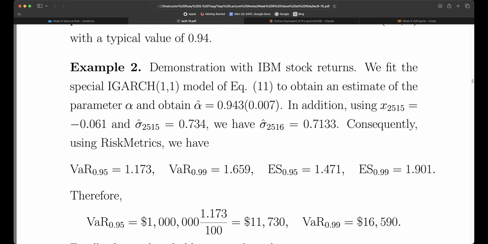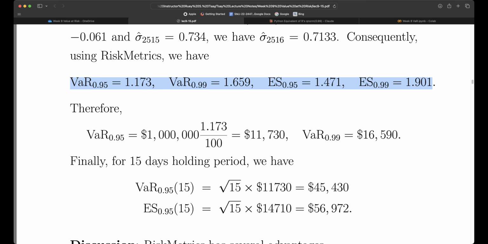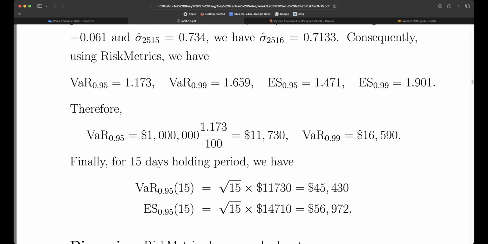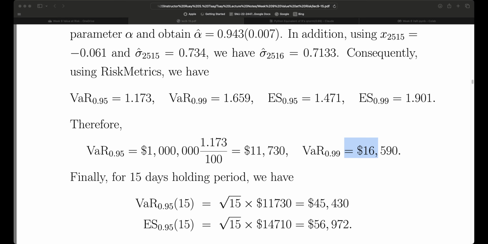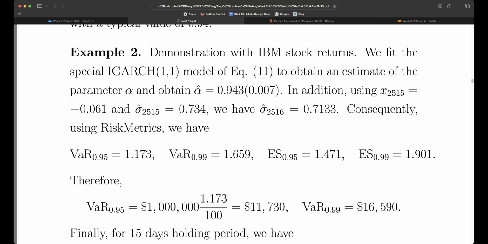Consequently, using RiskMetrics, the value at risk at 95% is this one, 99% is this one, and expected shortfall is this one. Again, this is the loss, so we put a minus over here. Therefore the value at risk over $1 million is something like this. Finally, for a 15-day holding period, we can simply multiply by root 15. Here we divide by 100 because they are all percent.